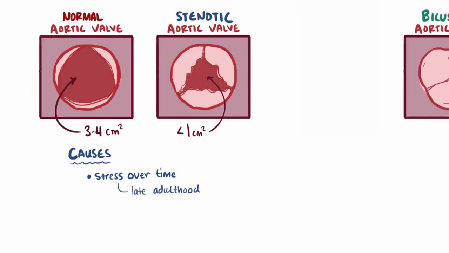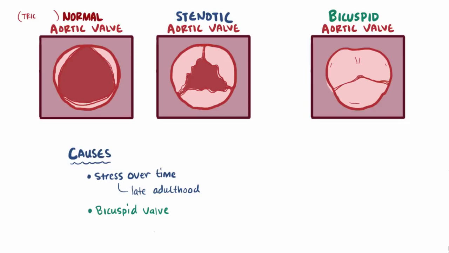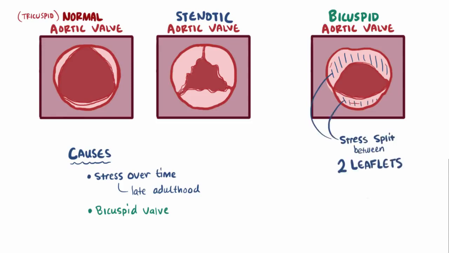Similarly, patients that have a bicuspid valve with 2 leaflets as opposed to a tricuspid with 3 are more at risk of fibrosis and calcification, since the mechanical stress that's usually distributed between 3 leaflets is now being split by 2 leaflets, and therefore they see more stress per leaflet.